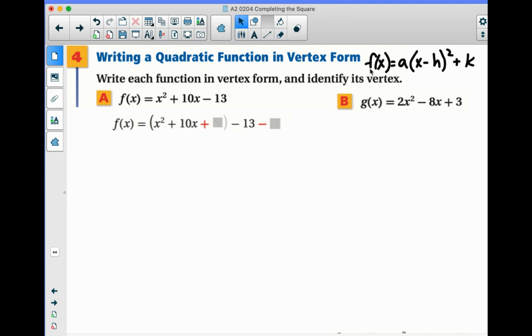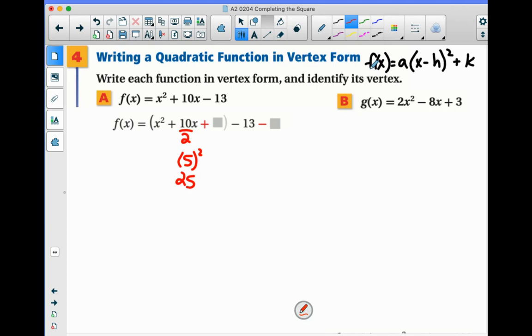So let's find what that perfect square trinomial thing would be. Divide 10 by 2, which is 5, and then we got to square it. 5 squared is 25. So we are going to add 25 here in parentheses, and we're going to subtract 25 over here outside the parentheses, because then those would balance each other out. Now, factored, this x squared plus 10x plus 25 would factor as x plus 5 squared, and then negative 13 minus 25 is negative 38.